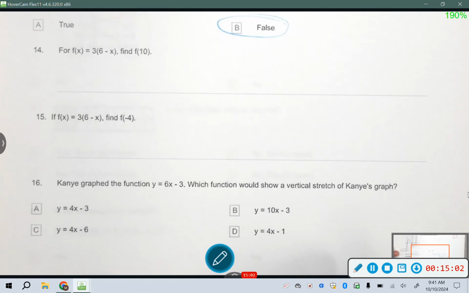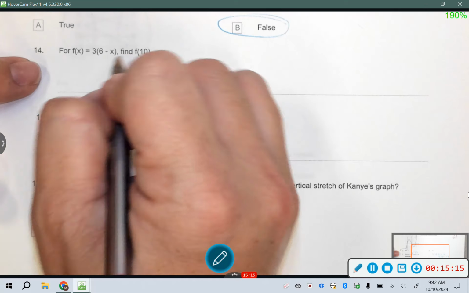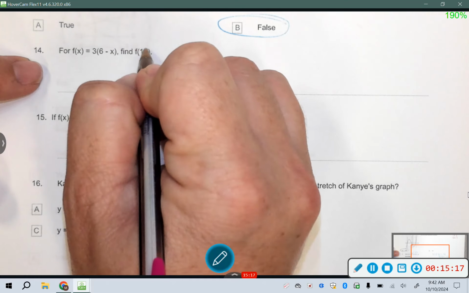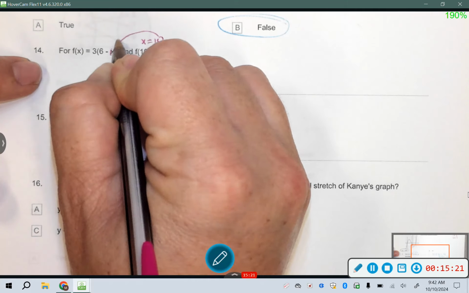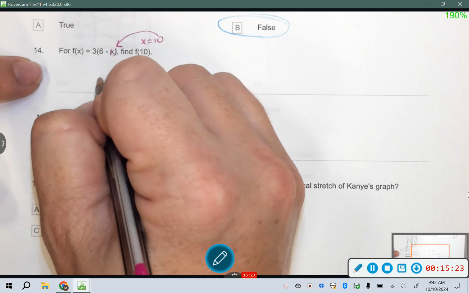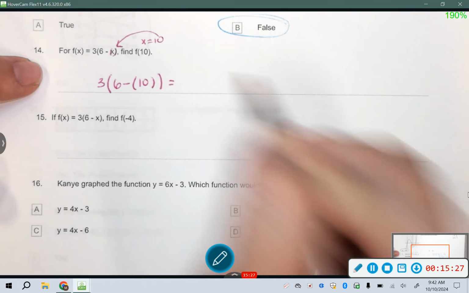Okay, 14 and 15 are the problems that will require work. So I'm going to show you two different ways to do this. I'm going to show you one way on 14, one way on 15. One of the ways to do this is super simple. You're just going to plug it in. So if I want f of 10, I know that's telling me x equals 10, and I'm going to replace x with 10 using parentheses. So 3 times 6 minus 10, and I'm going to see what that equals.